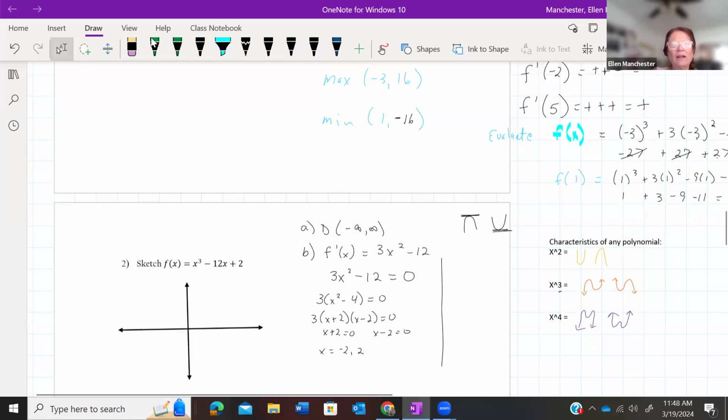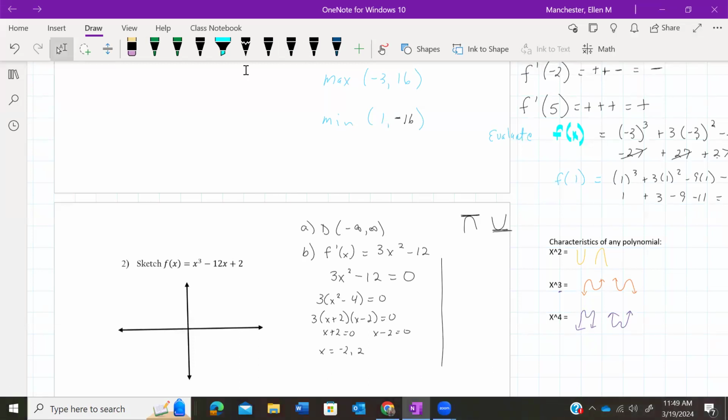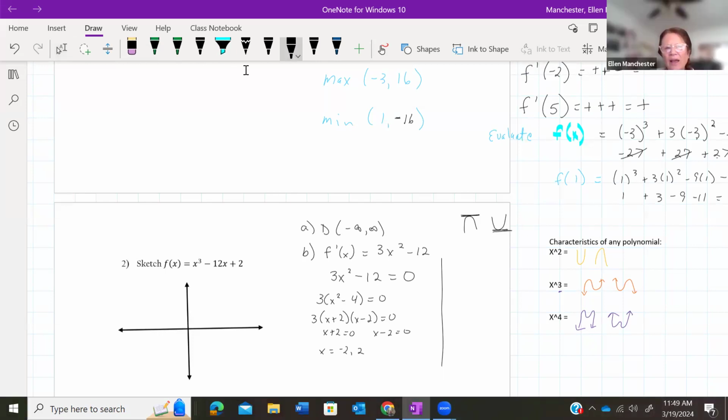The other, oh yeah, go ahead, Javier. Where do you get the x squared minus 4 from? Because I divided out 3. I factored the 3 out. And 12 divided by 3 is 4. Okay, I got it. Thank you, ma'am. Good question.